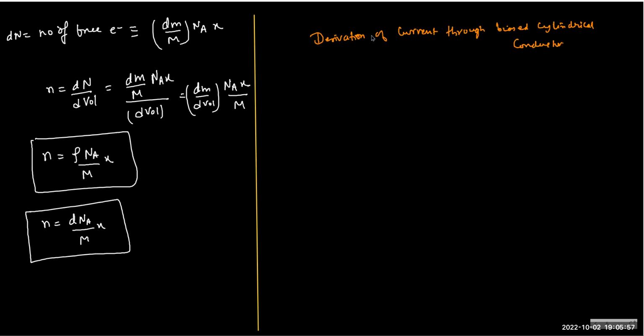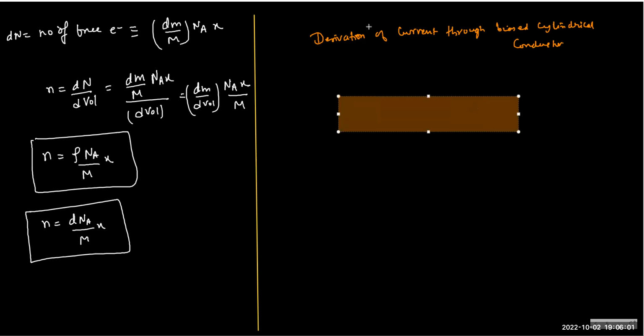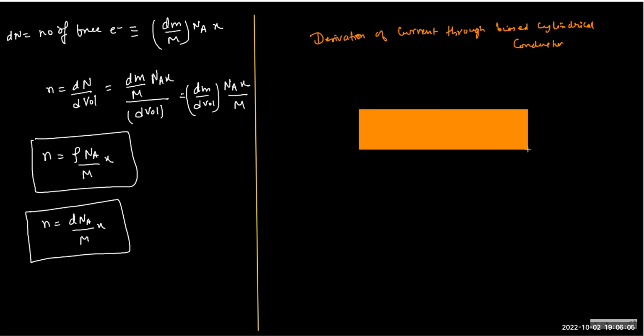So what is the benefit of bias? Bias means we have a source of voltage, a potential difference, correct? And the cylindrical shape will make sure that the field is going to be uniform, right?